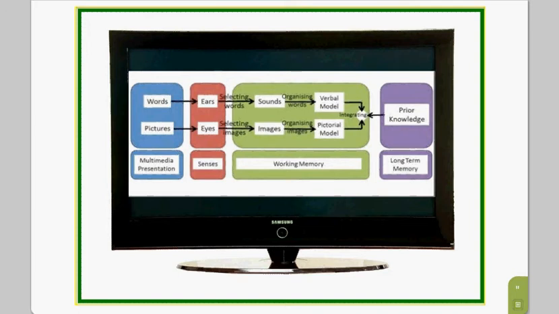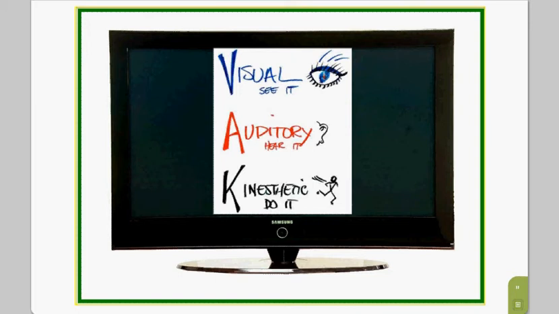Moreno and Mayer conceptualized the cognitive theory of multimedia learning principle, or the multimedia principle. It states that people learn more deeply from words and pictures than from words alone. The theory takes into account three main areas of human cognition, including dual coding theory, cognitive load, and learning as an active process.